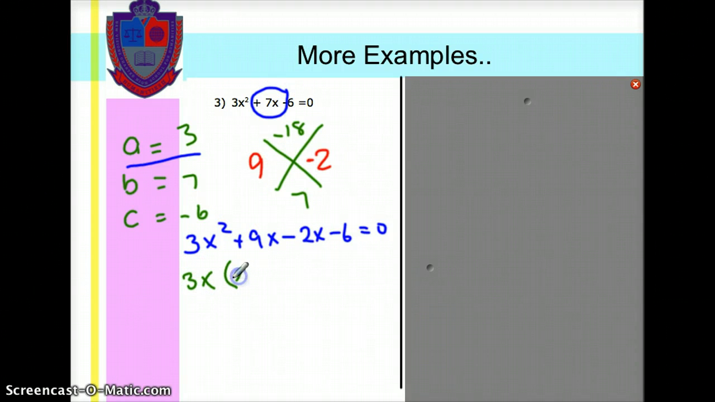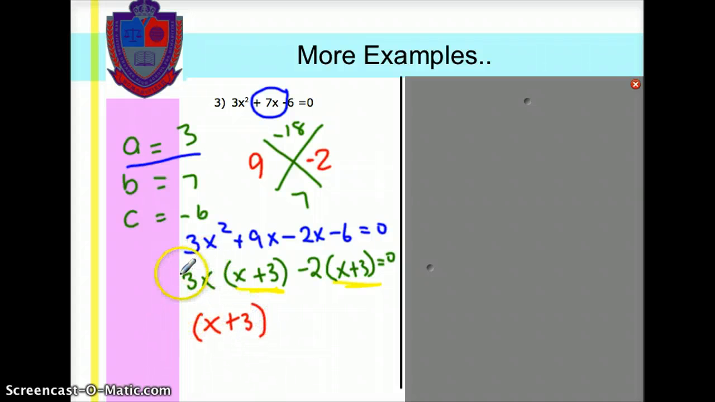They both have a 3x in common. What's left over? x plus 3. Now let's look at this part here. They both have a minus 2 in common, so this is x plus 3. And remember the little hint I gave you that these two right here will always be the same exact thing. So since they're the same thing, we're going to write it once, and then these two that are outside here, we're going to give them their own parentheses.